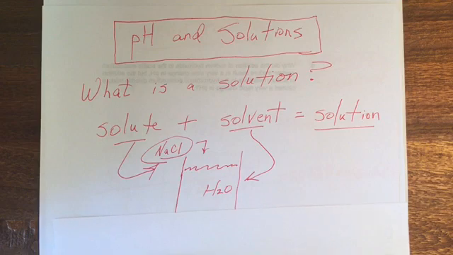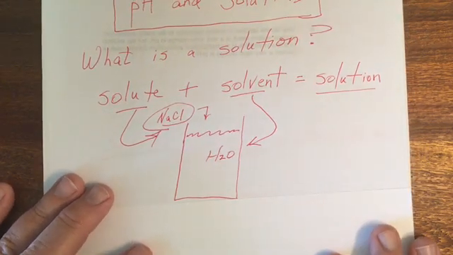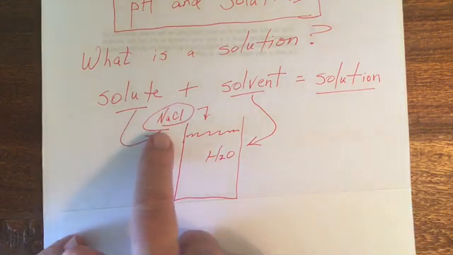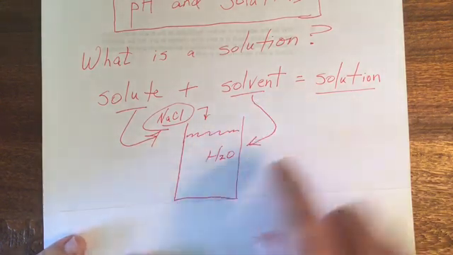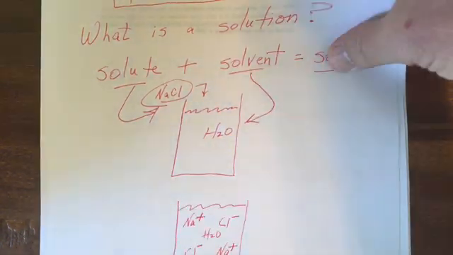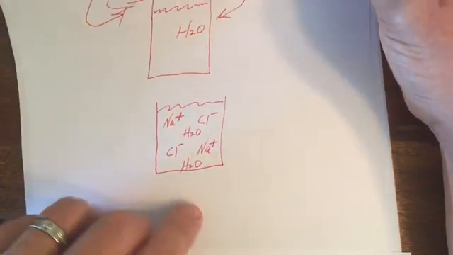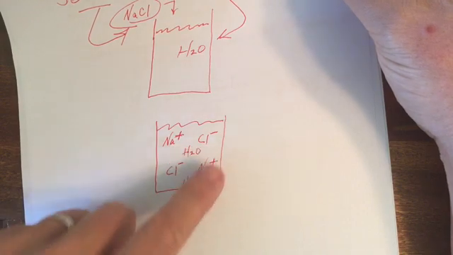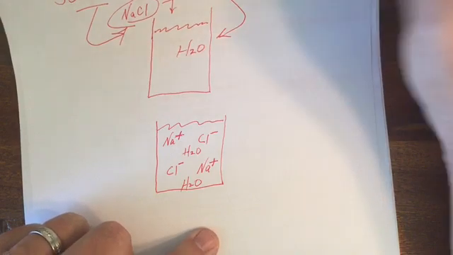For example, let's make up a simple solution of salt water, like seawater. You have a solute in the form of NaCl. That's the solute, and the solvent is water. You mix those two together, and the crystalline sodium chloride ionizes to form sodium cations and chloride anions, surrounded by the water molecules.